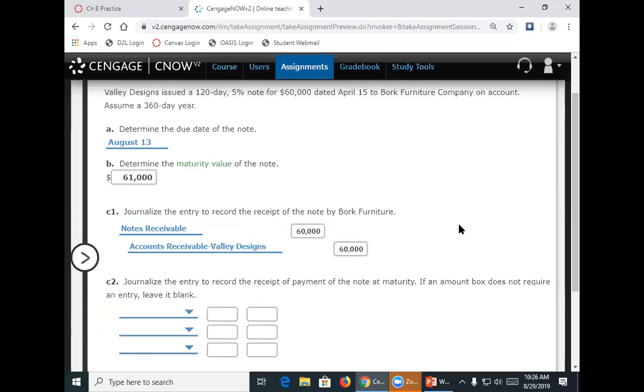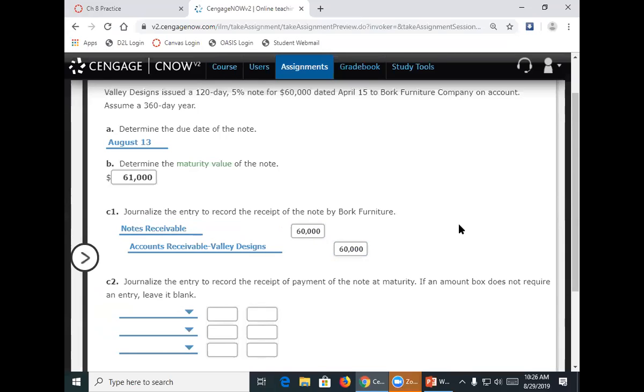I put the wrong account on there, didn't I? No, that's right. Yes, this is from Bork Furniture. Valley Designs issued a note to Bork Furniture. So we're Bork Furniture Company, and Valley Designs owes us money.